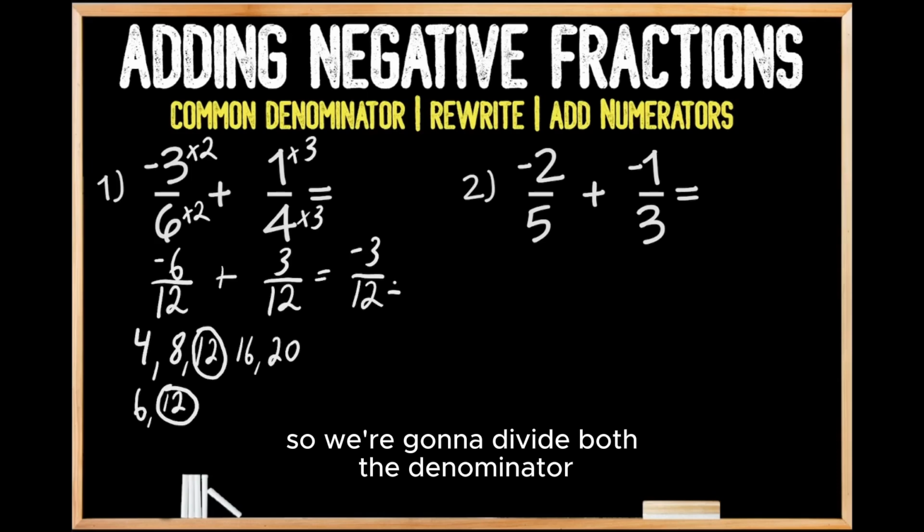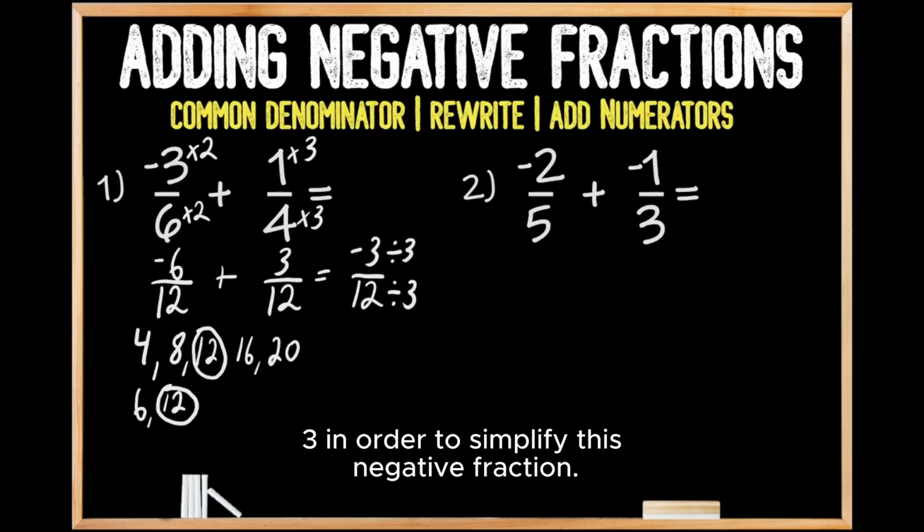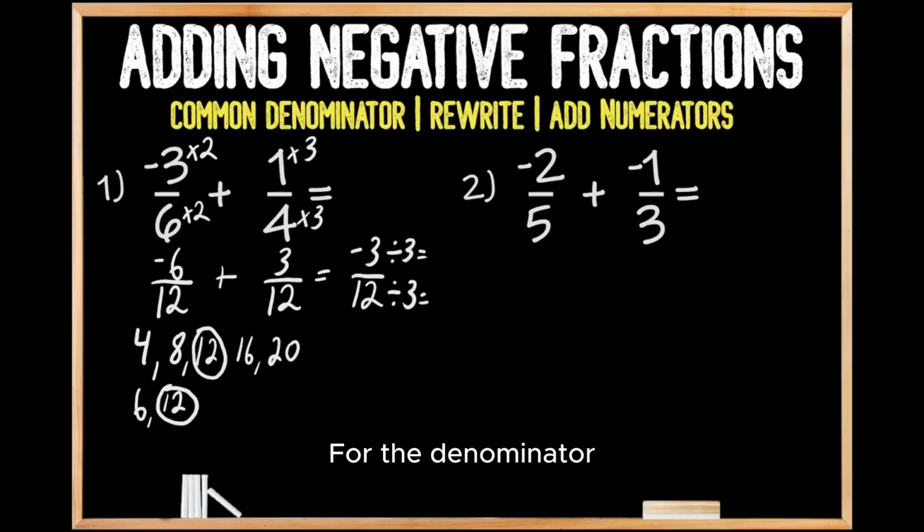we're going to divide both the denominator and the numerator by 3 in order to simplify this negative fraction. For the denominator, when we divide 12 by 3, we get 4, and then for the numerator, when we divide negative 3 by 3, we get negative 1. So when we add negative 3/6 plus 1/4, we get the fraction of negative 1/4.